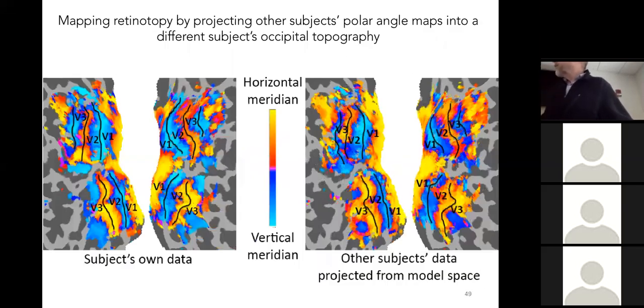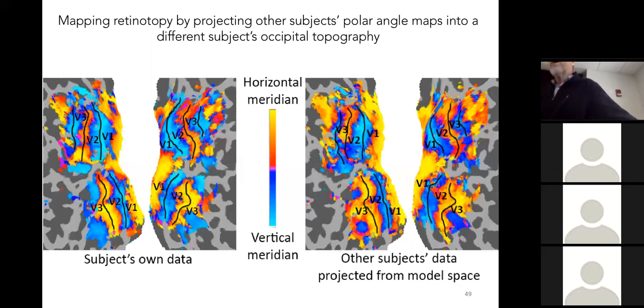Now, this is where we tried to model retinotopy. So we had 8 subjects that we had retinotopic localizer scans in. So this is the retinotopic localizer for polar angle in one subject. You can see it's a very nice map with borders between V1 and V2 at the location of the vertical meridian, and the border between V2 and V3 at the location of the horizontal meridian.